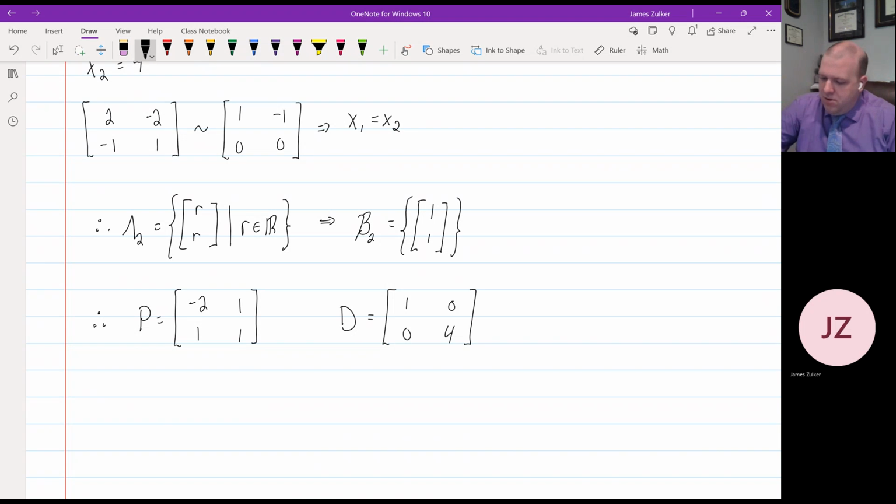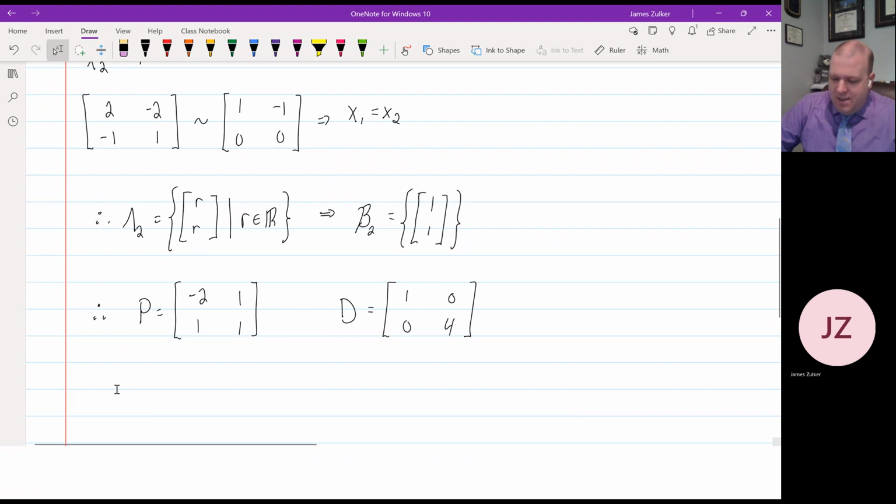Now you want to be careful. Since I made the first column the basis of the first eigenspace, that means that the first column of D will have to be the eigenvalue that is associated with that eigenspace, in this case, 1. So you could have just as easily said that P is 1, 1, negative 2, 1, and then D would be 4, 0, and then 0, 1.